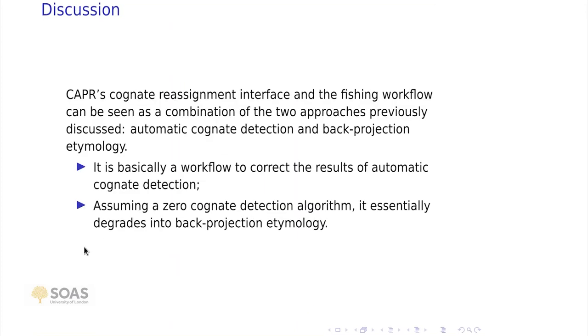So, some discussion. This interface and this fishing workflow basically combines the two approaches previously discussed, that of automatic cognate detection and that of back projection etymology. For the math type, if you do math or physics, you know the idea of one object devolving into, degrading into another in an extreme context. So if you imagine that the cognate detection algorithm says that every word is not cognate with any word, it basically degrades into back projection etymology. And yeah, it's basically both, but of course it's the actual combination that is the interesting thing.